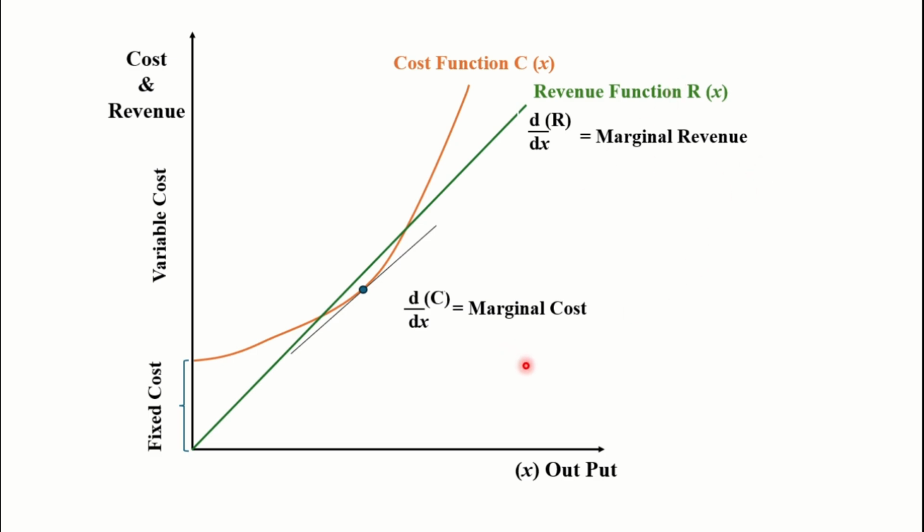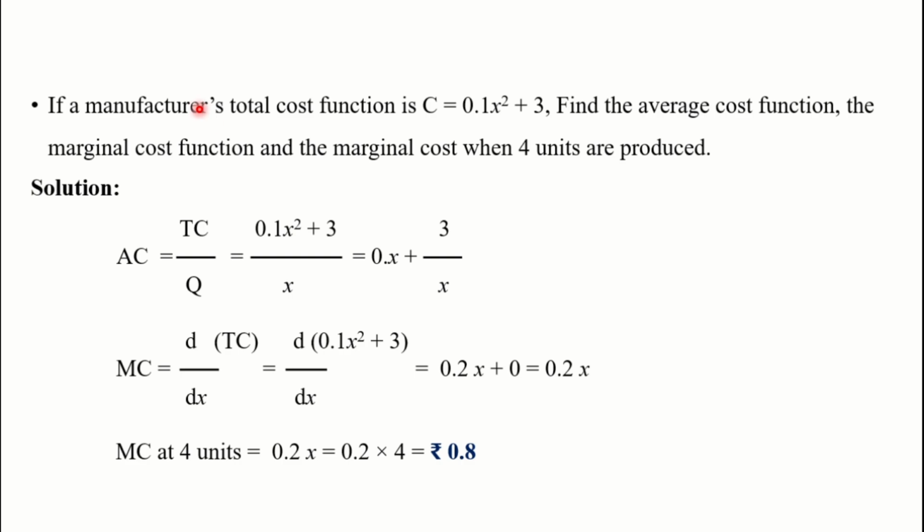Now we are going to see the problems. See, first problem: if a manufacturer's total cost function is C = 0.1x² + 3, find the average cost function and marginal cost function and marginal cost when 4 units are produced. Okay, what is asked? We need to find out the average cost, and marginal cost when 4 units are produced.